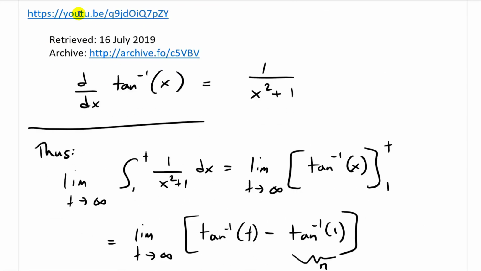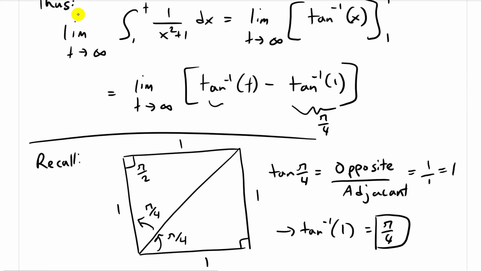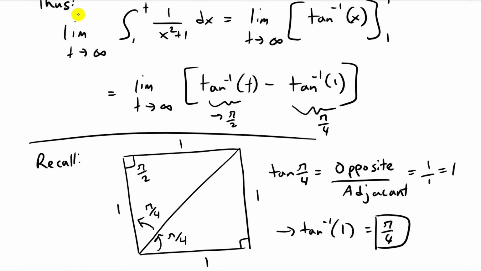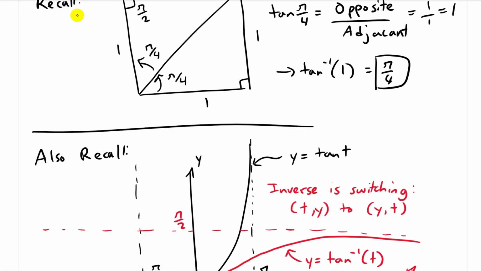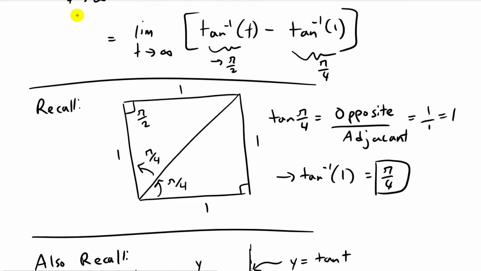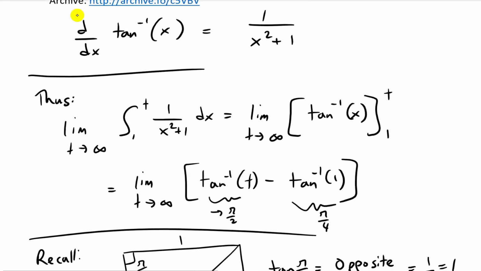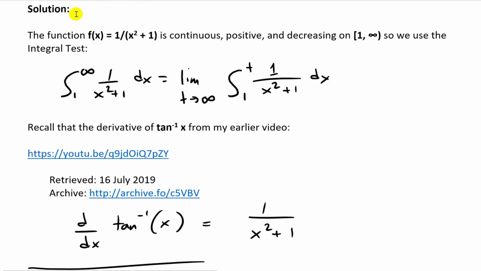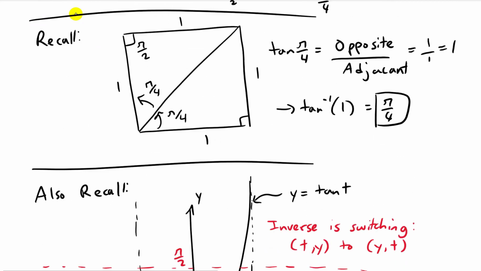This one right here is approaching pi over 2 as you plug in t going to infinity. This one has no t, so it's just pi over 4. So what we end up having is the integral from the beginning: the integral from 1 to infinity of 1 over x squared plus 1.